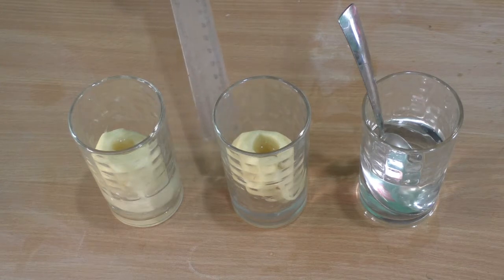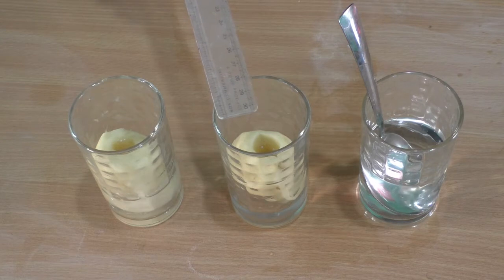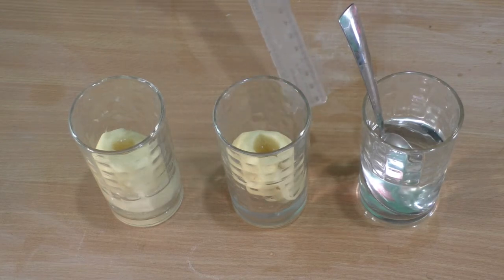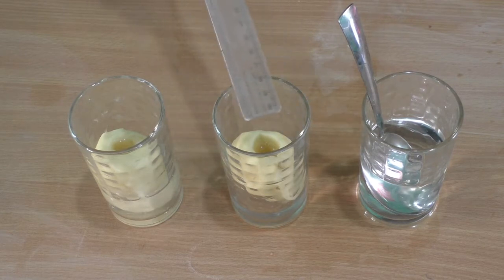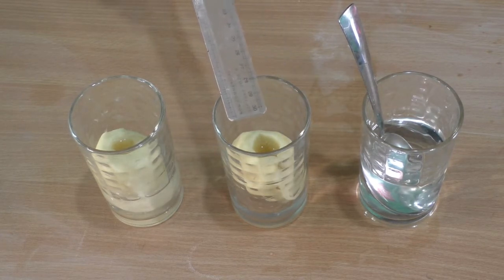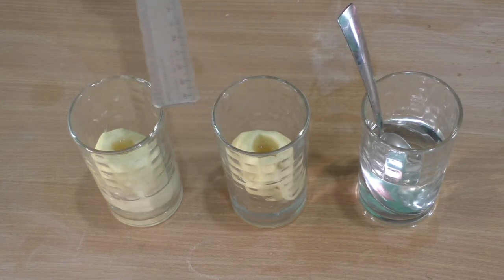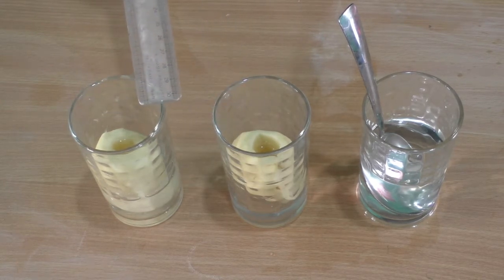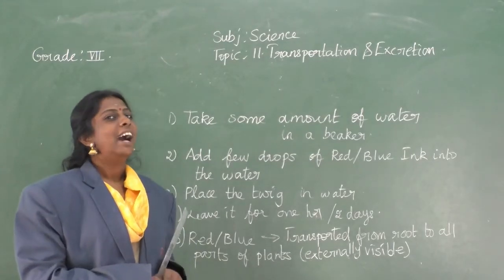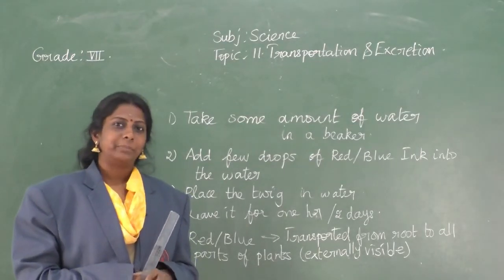So after 2 hours, water has diffused inside the potato, which means that water is moving from the glass to the potato through this membrane. Can you all see? Yes. So this is what osmosis is about. Yes, children. Now, an activity for you all.